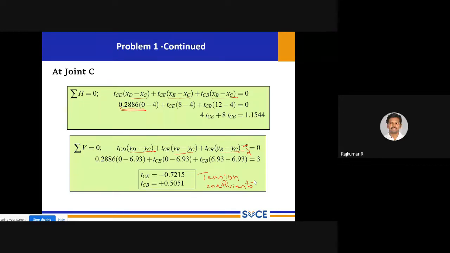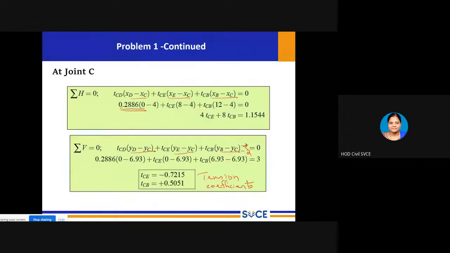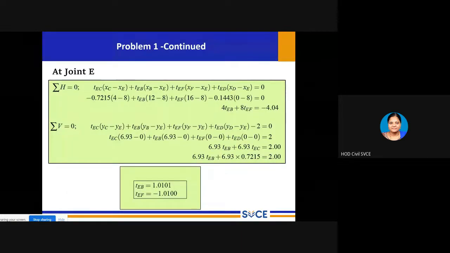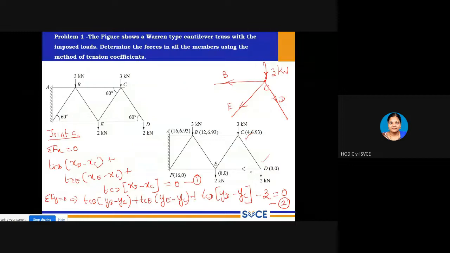Yes, ma'am. So now we have completed joint B as well as joint C, right? So these two joints are over. So what is the next joint we can take up? We have B, we have E, and we have F. Joint C is over, so we can proceed with joint E, right?